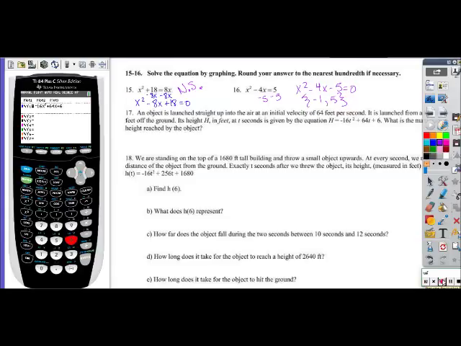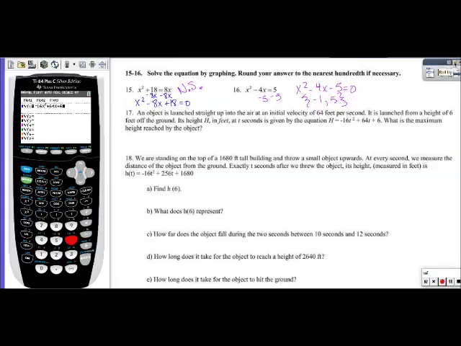Number 17, an object is launched straight up into the air with an initial velocity of 64 feet per second. It's launched from a height of 6 feet off the ground. The height h in feet at t seconds is given by the equation that I've already put in, y equals. You can see over there in the calculator. What is the maximum height reached by the object? So a couple of things. Notice you can't put a t in the calculator. You have to put x. Next thing I'm going to do is press graph.